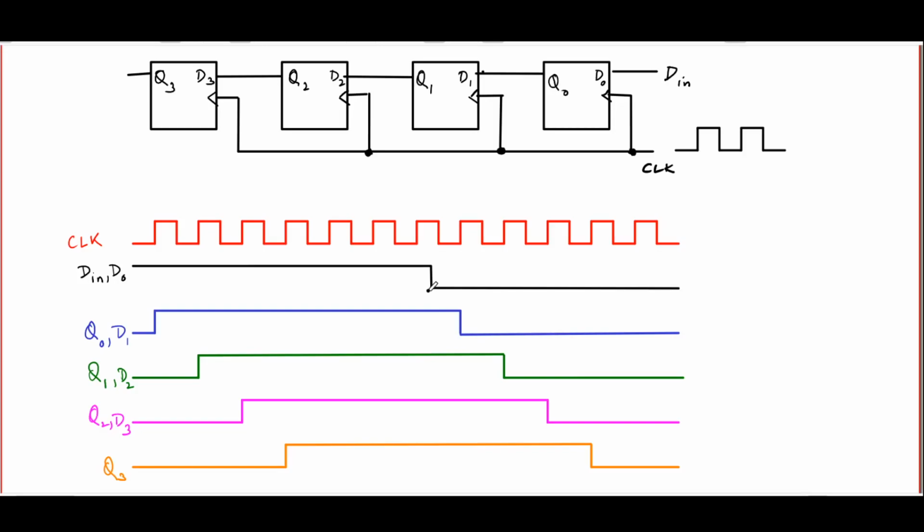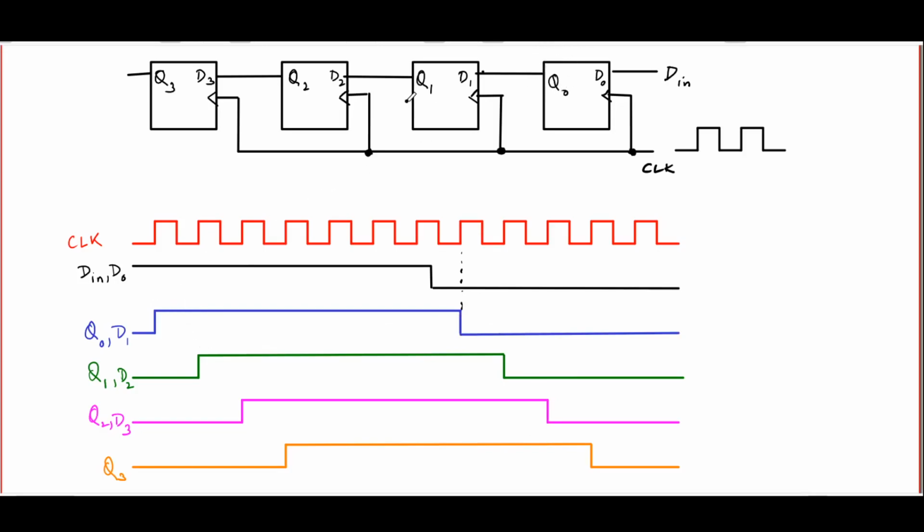Now that D-in has gone low here, Q0, the output, does not respond immediately because remember here the clock is low. You might say that clock is high here, but remember this is not level triggered, this is edge triggered. So the response will only occur at the positive clock edge. So the positive clock edge is already gone. The circuit is going to respond in the next positive clock edge, which is now. So now the output Q0 responds to the input D0 and goes low. So this is how this one will behave.